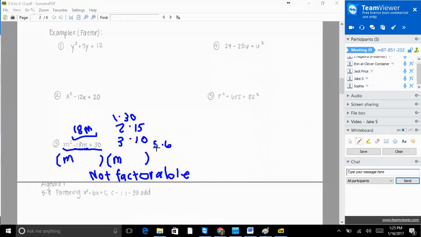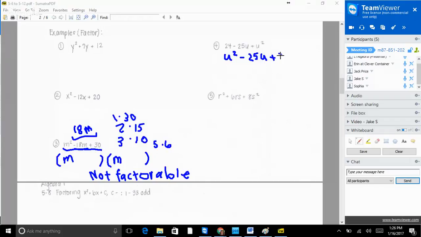All right. What about this crazy number 4 here? 24 minus 25u plus u squared. What's up with this guy? So there are 2 options that you have with this. One is, do you remember, just because it's written this way, it doesn't mean we can't rewrite it. So we could just rewrite this as u squared minus 25u plus 24. And that's the way I would recommend.